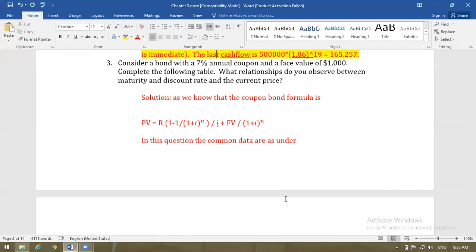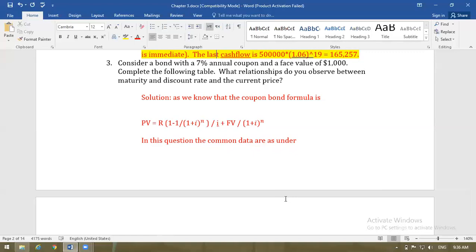So this is a coupon bond, so I am using the coupon bond formula. Here present value is equal to R times (1 minus 1 divided by (1 plus I) raised to power n) divided by I, plus future value divided by (1 plus I) raised to power n. If you see the table, all blanks are present values. I am trying to find one present value. The remaining present values, try by yourself.